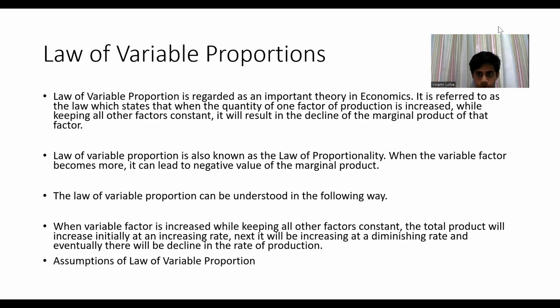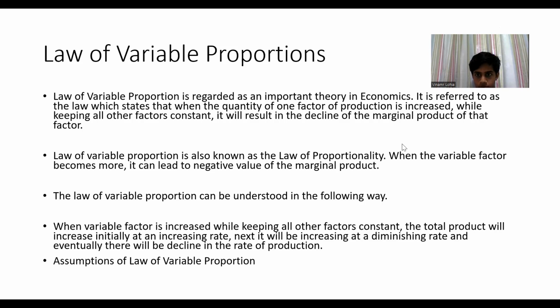Okay. So we'll depict this graphically also. We'll get to know the total product and the marginal product using the 3 stages of the law of variable proportions. The law of variable proportion is also known as the law of proportionality. When the variable factor becomes more, it can lead to a negative value of the marginal product.